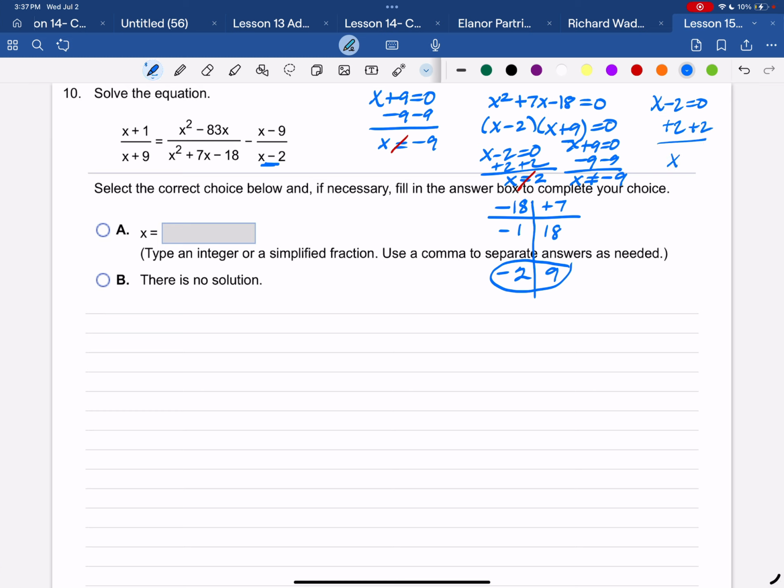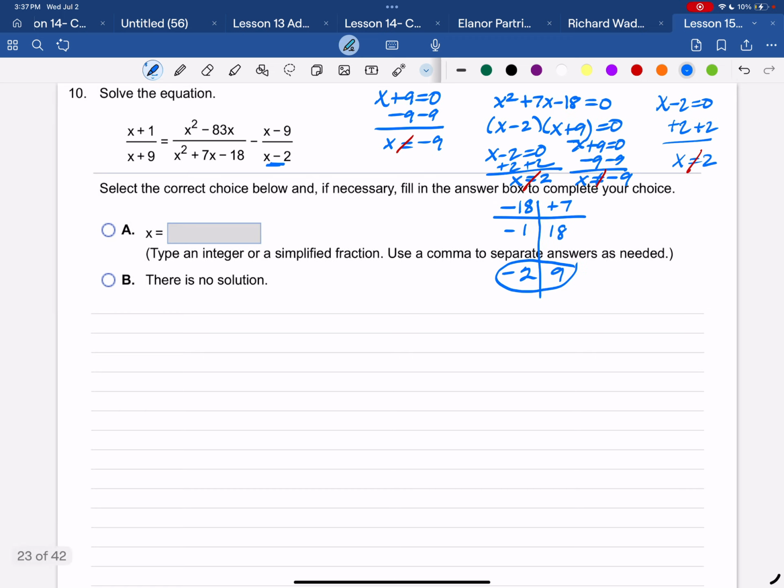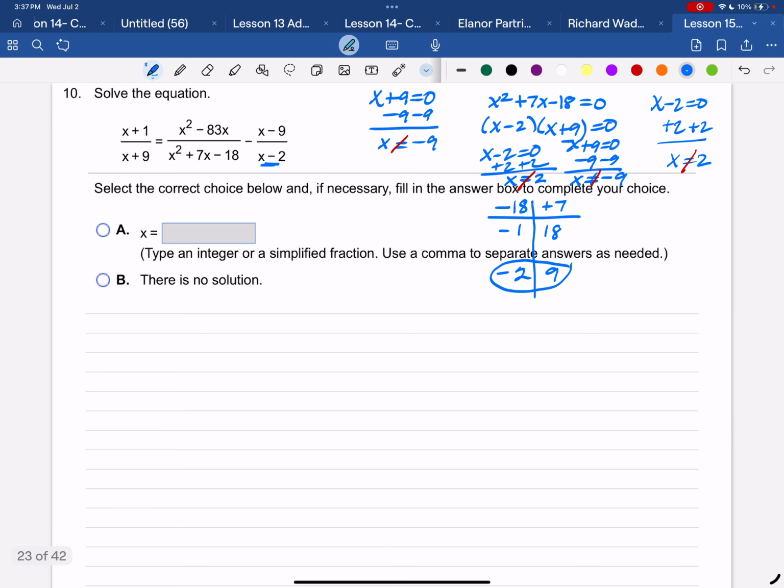X is 2. And we've already said x cannot be 2, can't be 9. Negative 9. So I'm going to multiply by my LCD. Well, I got to find my LCD. My LCD is the first denominator, x plus 9. Now, we factored the second denominator already. Here it is. There's an x minus 2 missing, so I need an x minus 2. And that is going to already include that third denominator.